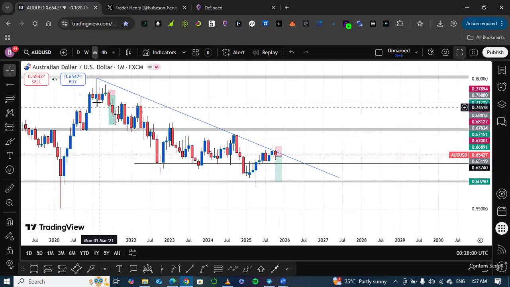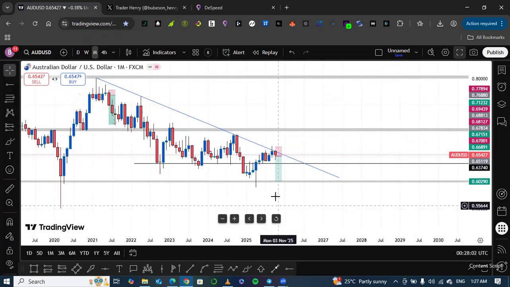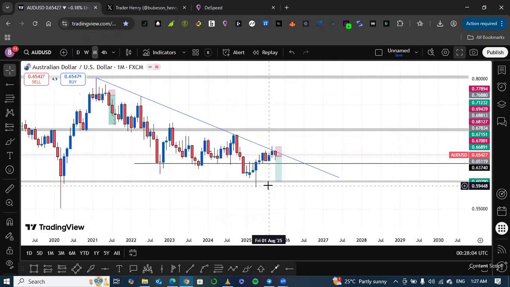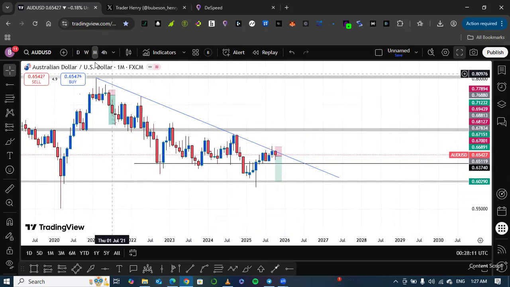This one was just a week, but this one is 5 whole monthly candles. 5 whole monthly candles have refused to break above this trend line, showing that this trend line is very strong.